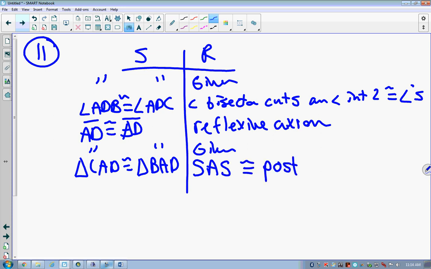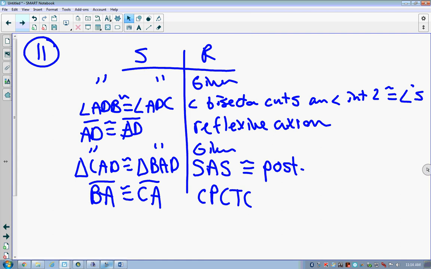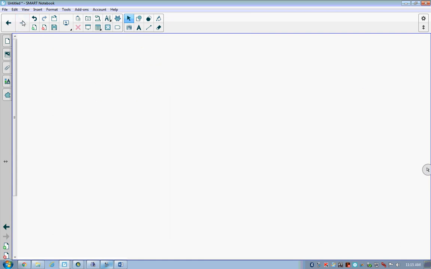Do not just tell me side angle side. You will be wrong. Am I good enough to stop there? No. Why not? BA is congruent to CA through what? Let me just make sure. Can I ever put CPCTC without a congruency postulate? No. Can I ever put it before a congruency postulate? No. What will happen if I do? It'll be wrong. Will Mr. Wilcox have any mercy on my soul? No. Good try.